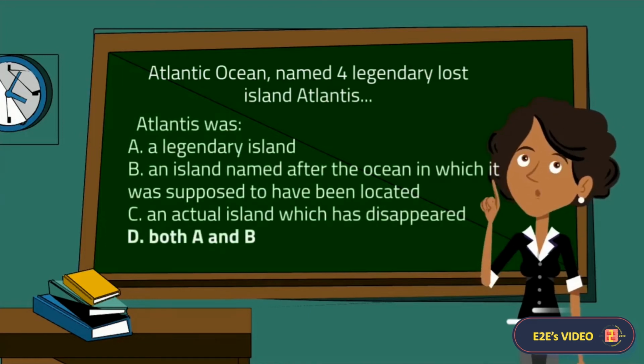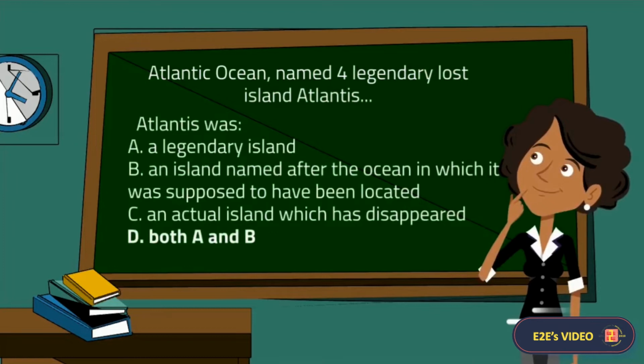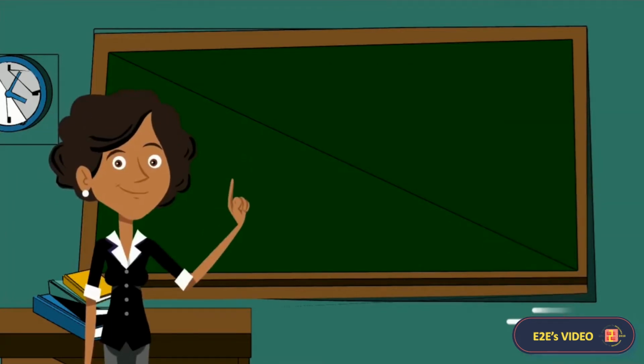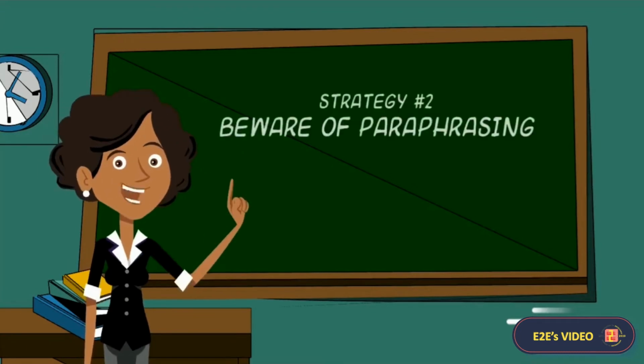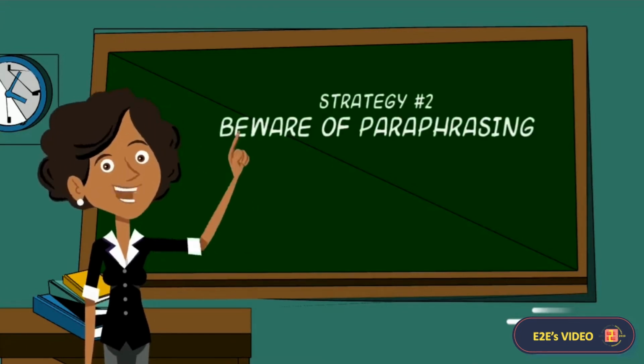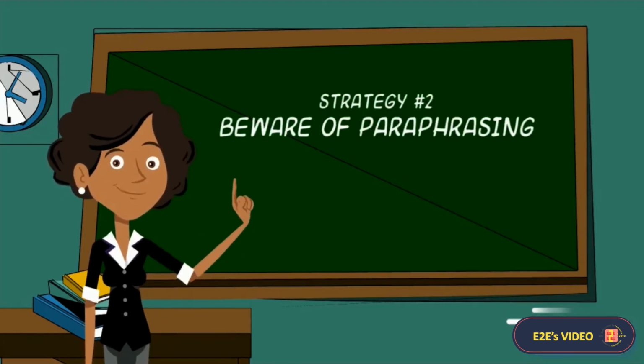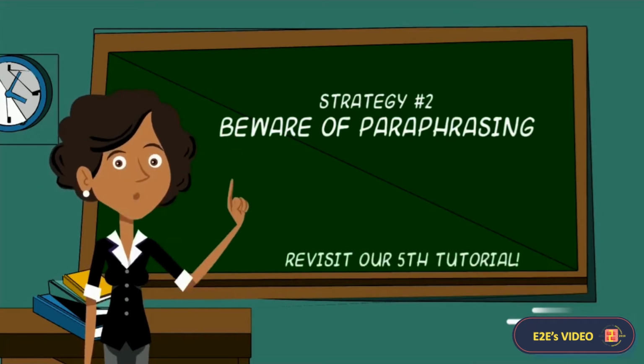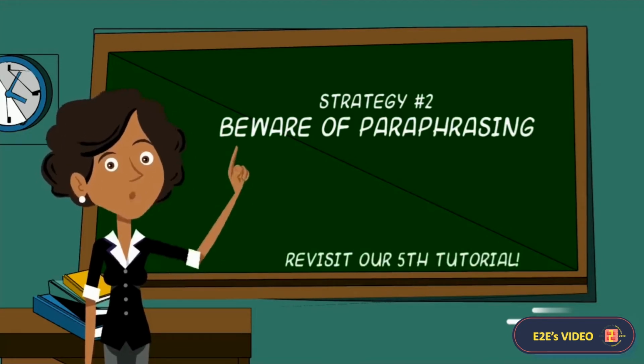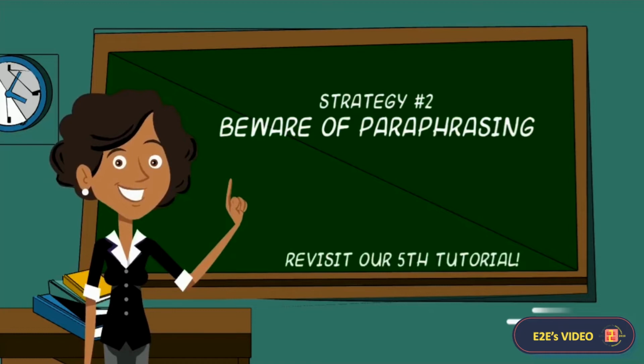To improve your note-taking skill, we strongly advise you to revisit the handouts from E2E's very first tutorial on VSTEP Listening. Second, always beware of paraphrasing. The questions as well as the choices are unlikely to be worded exactly the same as what the speakers say in the tape. This tip has made its debut in E2E's 5th tutorial, so don't forget to go and check it out by the link in the description.